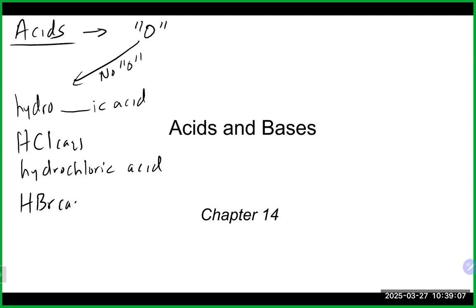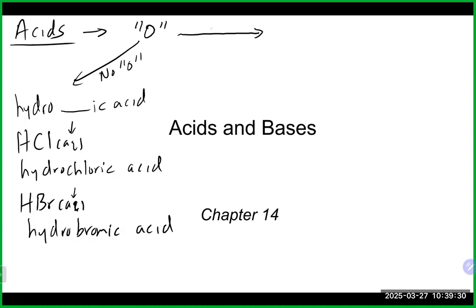HBr, that is hydrobromic acid. By the way, acids typically have the aqueous symbol next to them to imply that they are in solution, which is essentially what makes something an acid, is that ability to kind of release that H plus in solution.